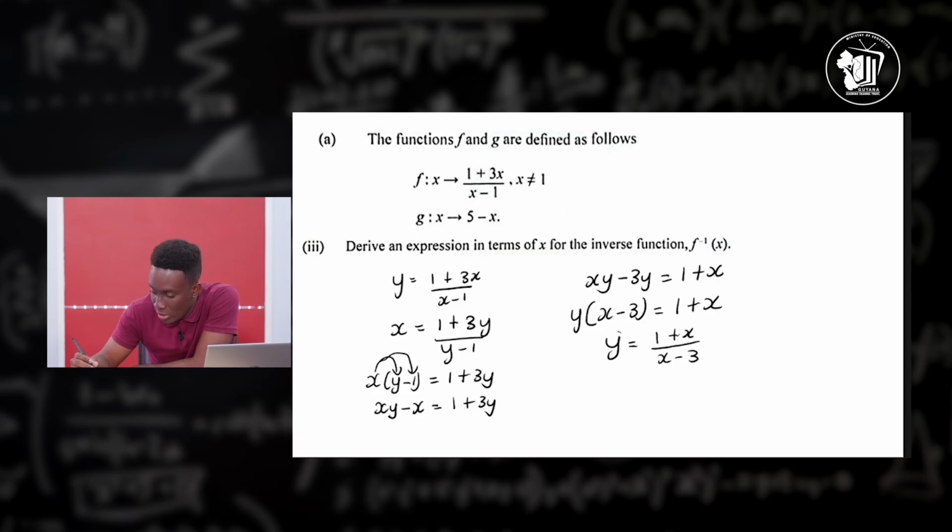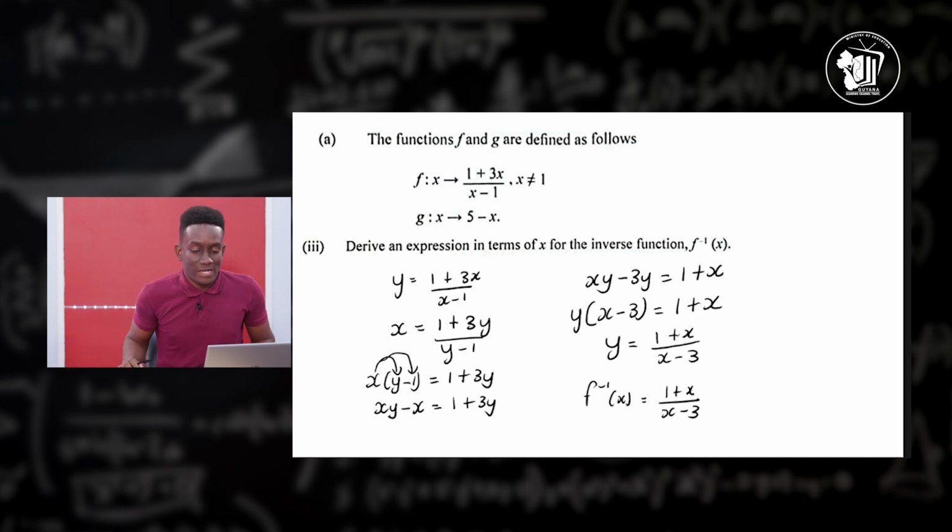And therefore, we can now replace y with the inverse symbol. So instead of y, we'll have f inverse of x is equal to 1 plus x, all divided by x minus 3. And that is how you get all of your marks there.